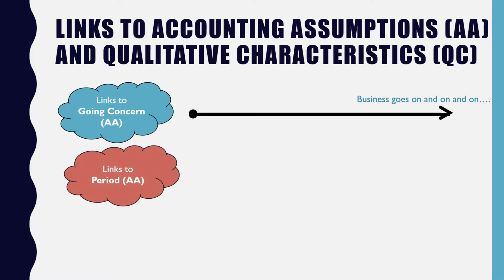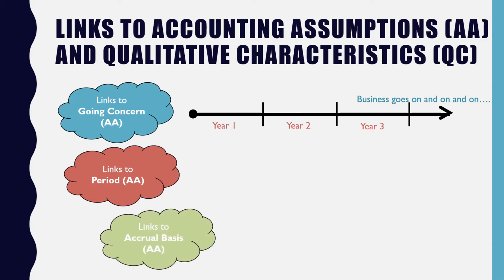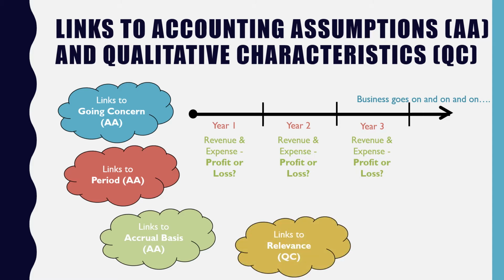That is why we need the period accounting assumption, which states that time needs to be split up so that we can prepare reports for each period to obtain comparability of results. According to the accrual basis assumption, revenue is recognized when earned and expenses recognized when incurred. And this is done for each period to allow us to calculate profits or losses for each period. And what's the point of all this? It links to relevance, where all this information is important for us to make decisions.